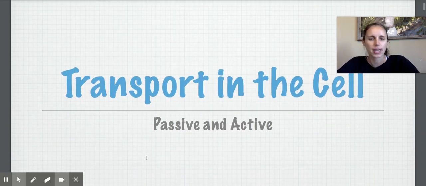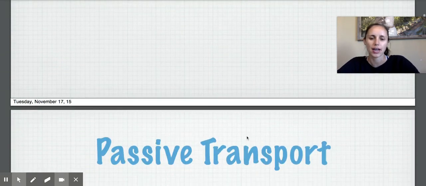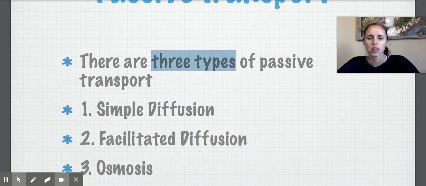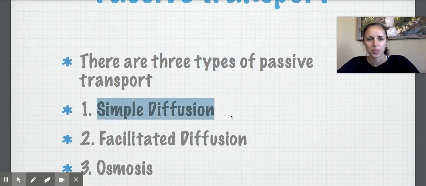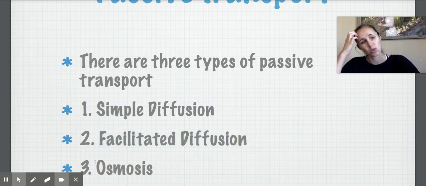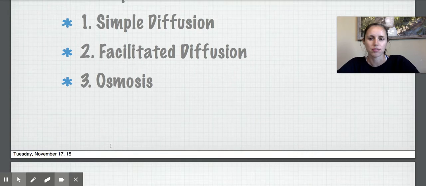cells. We're going to look at two types of transport today. We're going to look at passive transport and we're going to look at active transport. So let's start with passive transport first. Passive transport actually has three types within the body. So within your body, you can have simple diffusion, you can have facilitated diffusion, or you can have osmosis. So they're slightly similar with subtle differences.